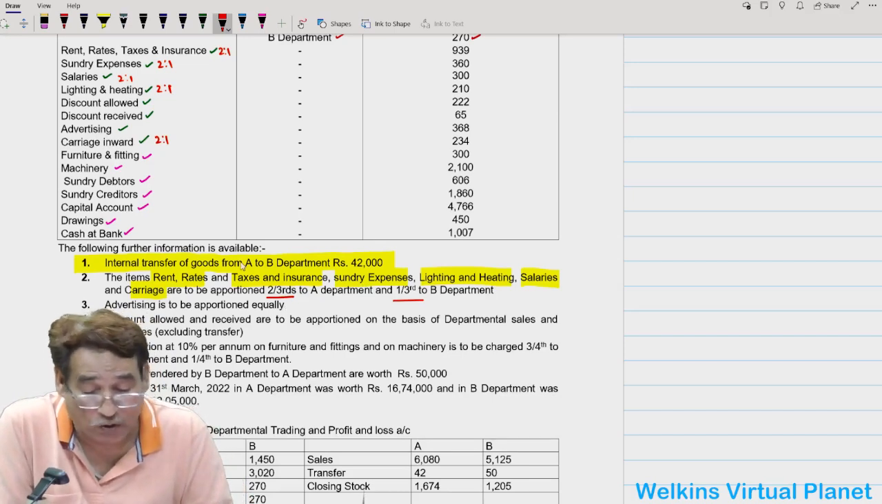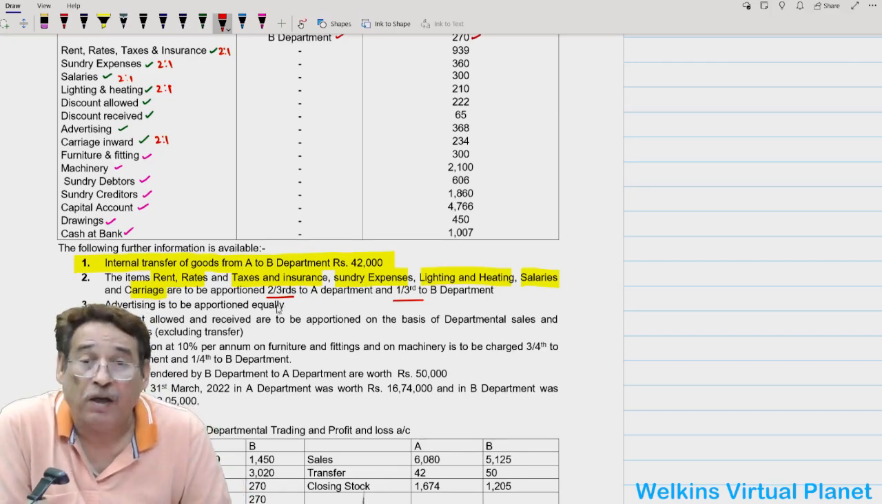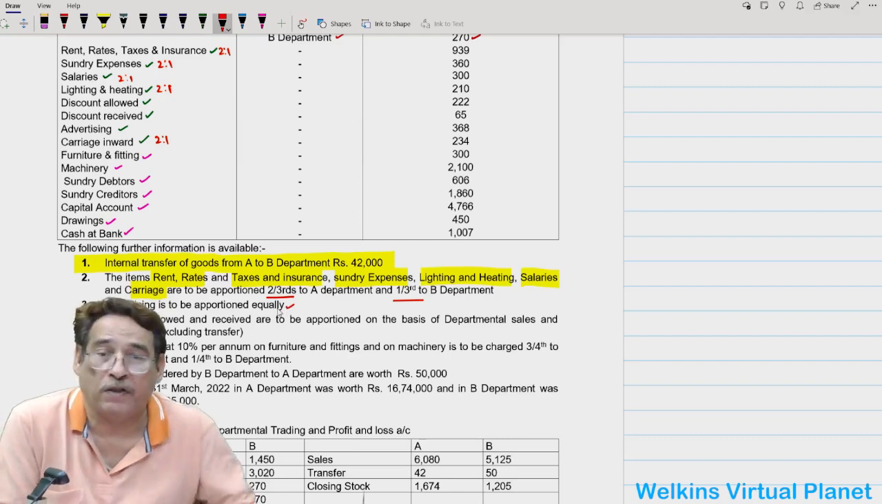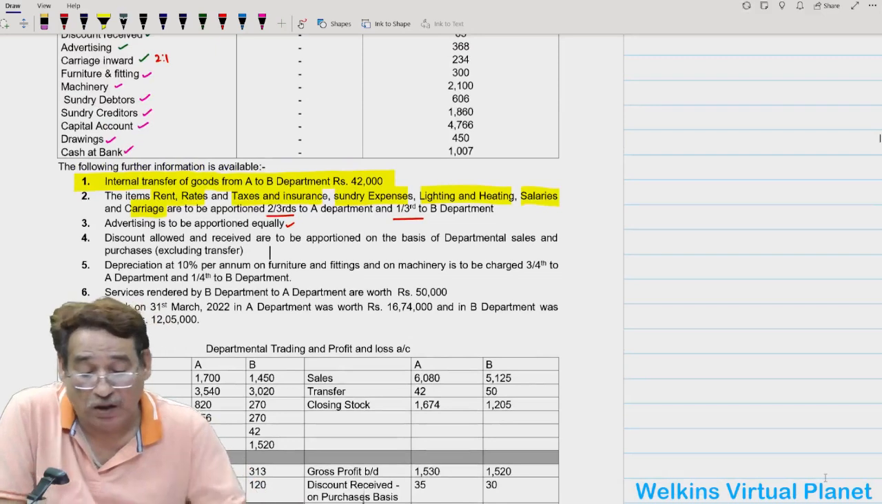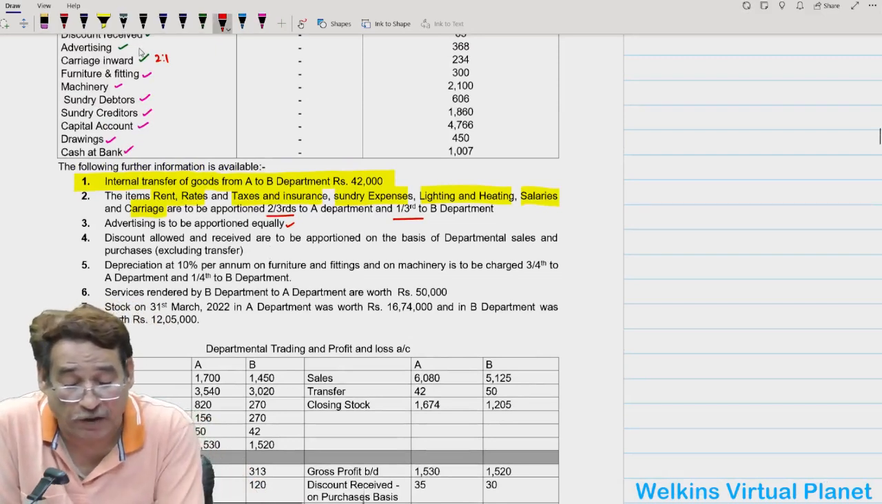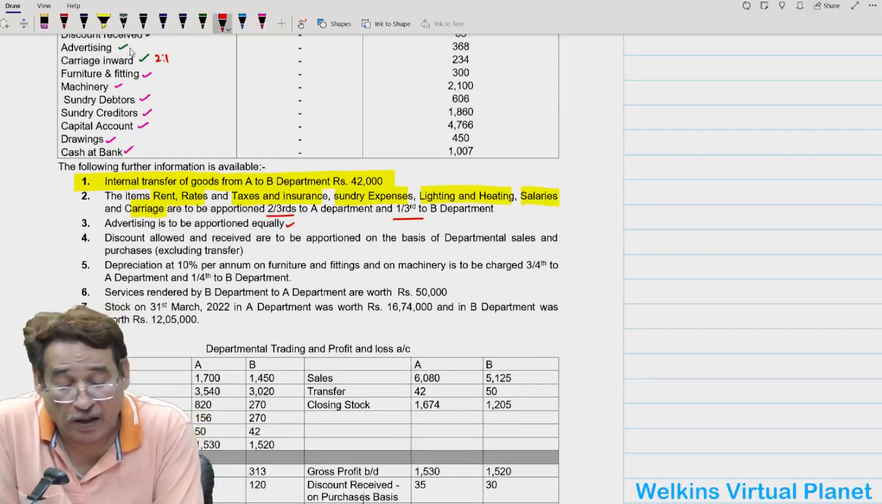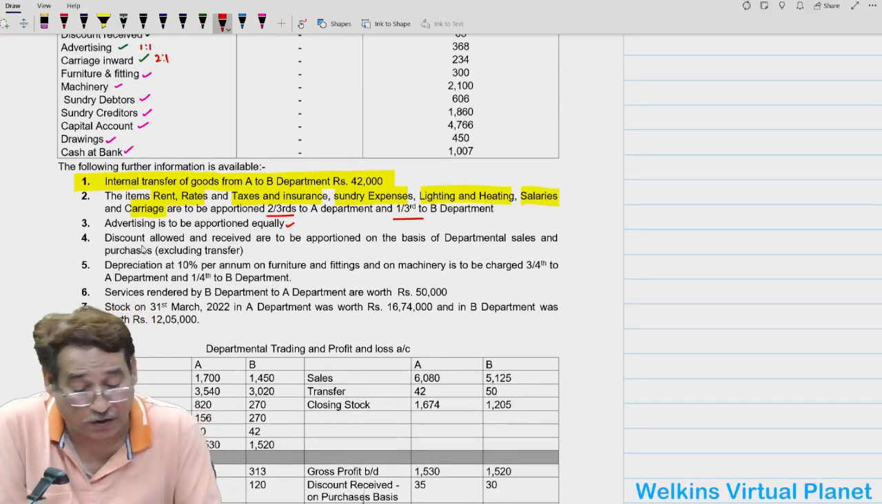Advertising expenses to be apportioned equally. Advertisement expenses to be apportioned equally, the question has said further. Now, advertisement expenses are given to us here. So, I will divide these expenses in the ratio of 1:1.